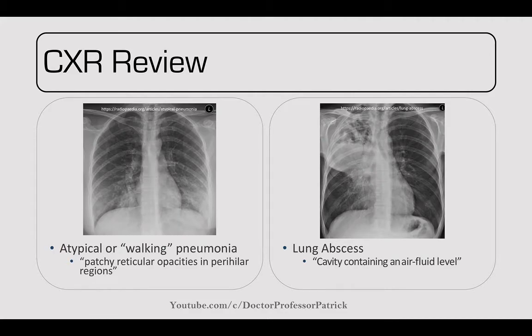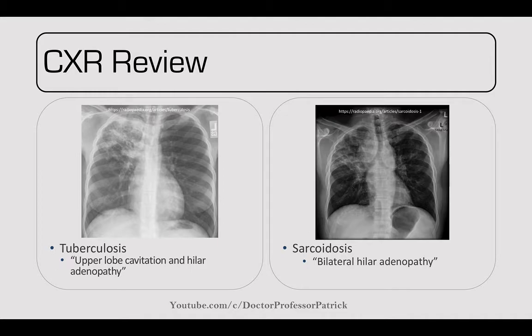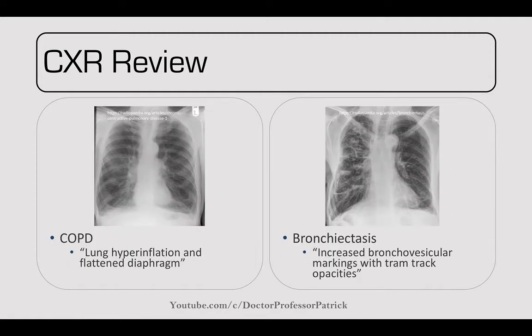Now we can see an atypical or walking pneumonia, which is patchy reticular opacities in the perihilar regions. And then on the right, there's a lung abscess. So we've got a cavity containing air-fluid levels in the upper right. Now we've got tuberculosis, which is an upper lobe cavitation and hilar adenopathy. And then sarcoidosis, which is bilateral hilar adenopathy, and there's no cavitation, differentiating it from TB.